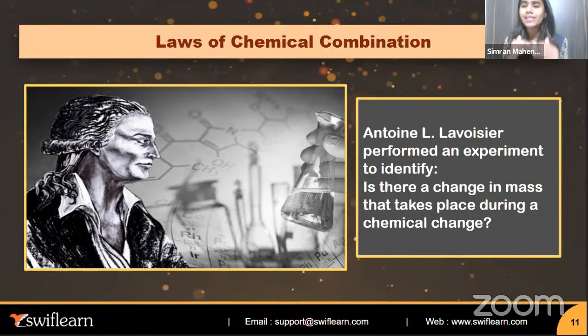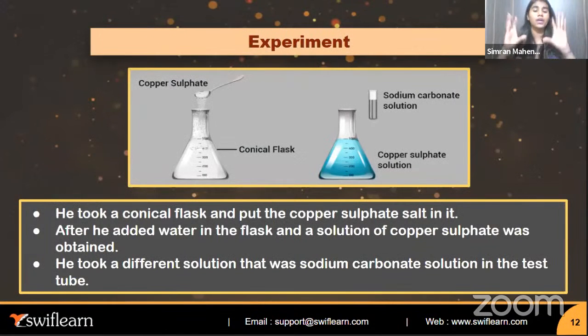To understand more about how the mass changes in a chemical reaction, Anthony L. Lavoisier came up with an experiment. So what did he do? He took a conical flask. I want you all to create a mental image of the experiment we are doing. Take a conical flask, and into it you add copper sulfate, that is CuSO4. Then you add water into it and mix it. So what do you get? You get a copper sulfate solution, which is blue in color.